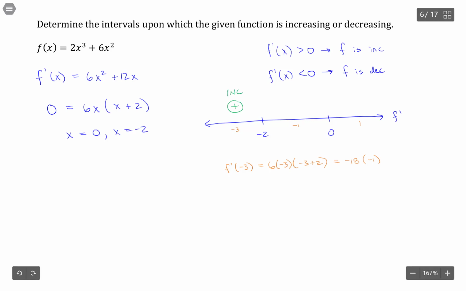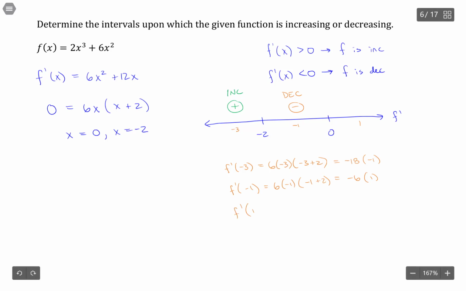Okay. On the next test value of negative 1, that would be 6 times negative 1 times negative 1 plus 2, which again would be, let's see, negative 6 times 1. So that result is negative. So it's negative on this interval, which means I am decreasing.